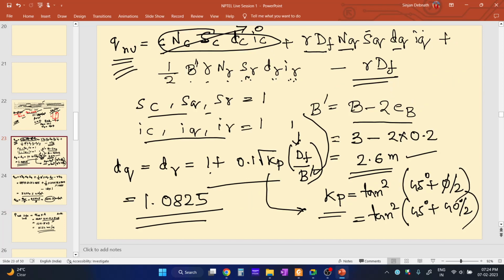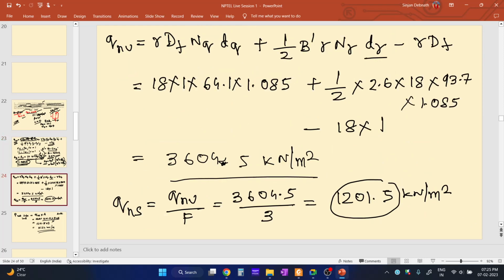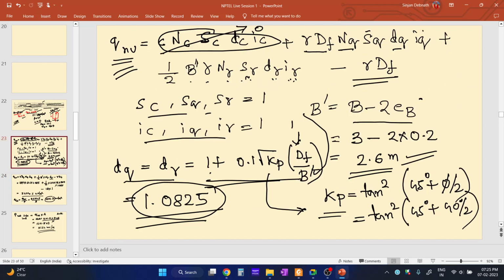So tan square 45 plus phi by 2. So you can solve dq and d gamma, 1 plus 0.1 root over of Kp Df by B dash. You know what is B dash. This one is B dash, and you know the value of Df, that is 1 meter, the depth of the foundation. If you put all these things in this equation, you will get the value of depth factor, which comes out to be 1.0825.